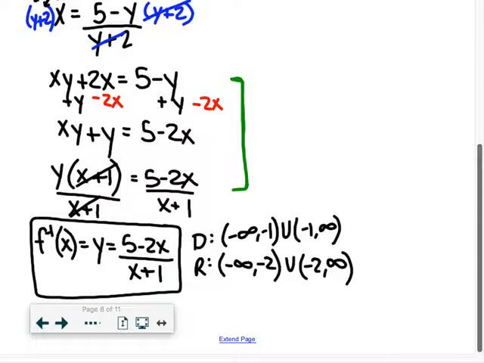Anything else? Questions you want to ask about that? Like on the domain and range, so for the bottom one, the domain is the denominator and the range is the numerator? No. The domain for this inverse is everything but what makes the denominator equal 0, right?